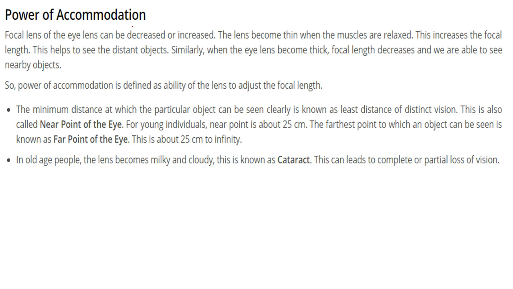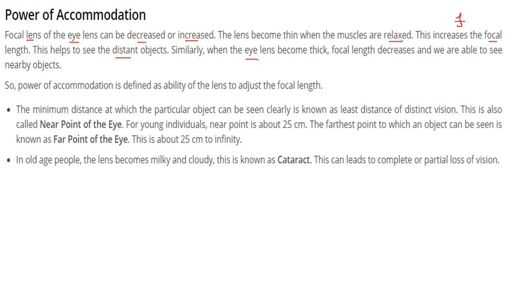Power of accommodation. Our eye has a very peculiar property: the lens we have, the focal length of this eye, can be decreased or increased, so it is flexible. The lens will become thin when the muscles are relaxed, and this increases the focal length f. So we can see the objects which are at some distance.